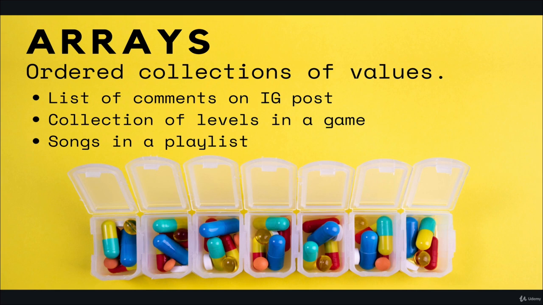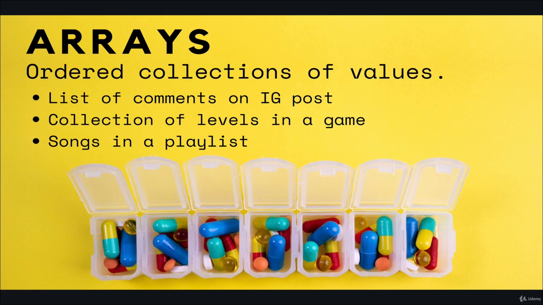So you can find these comment sections all over the place, and they are a collection of data. There's a bunch of comments that are grouped together, but they're also ordered, often by recency. So the most recent comments are at the bottom or the top, or sometimes by the number of votes or hearts or likes or whatever.